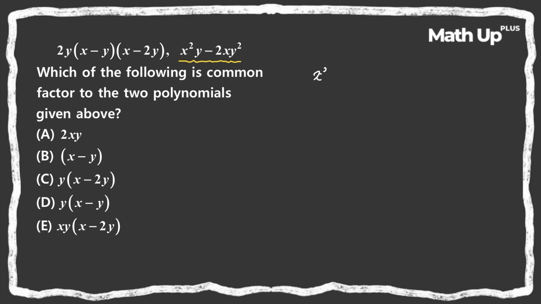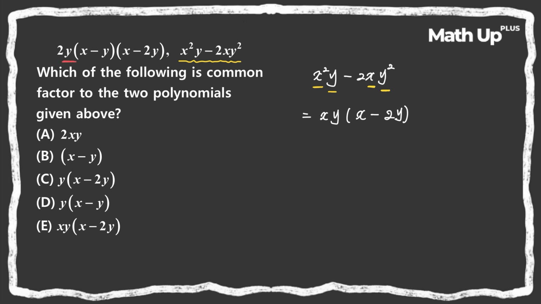We have x squared y minus 2xy squared. So the common factor is one of the x and one of the y's, right? So this is equal to the common factor xy times, we have one more x here and we have 2y here, right? So what are the common factors of these two polynomials?